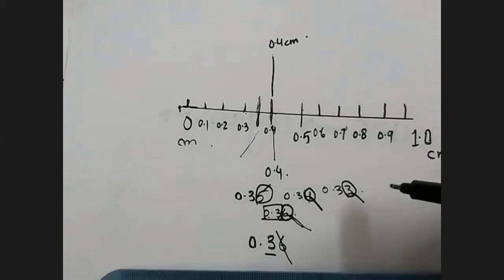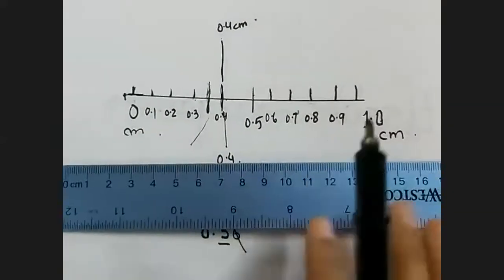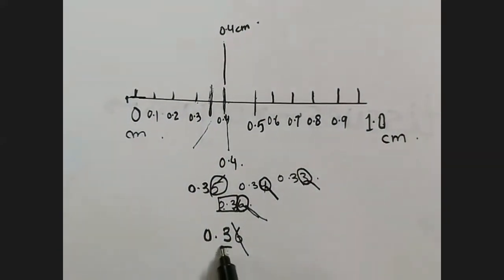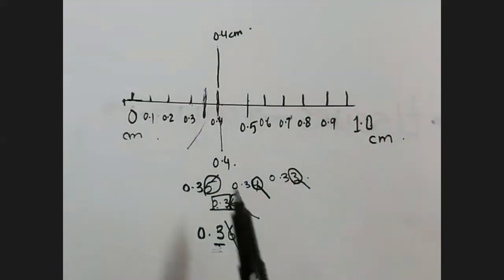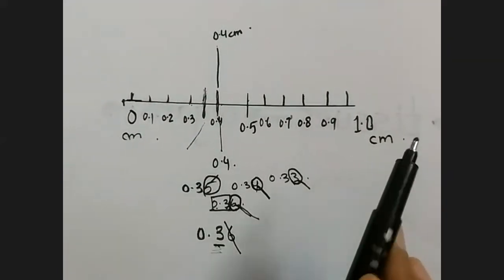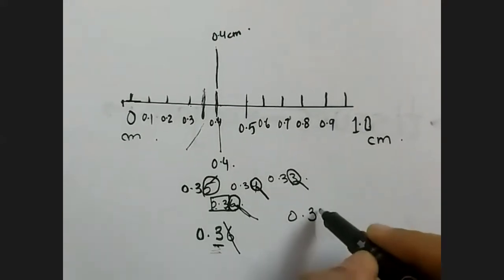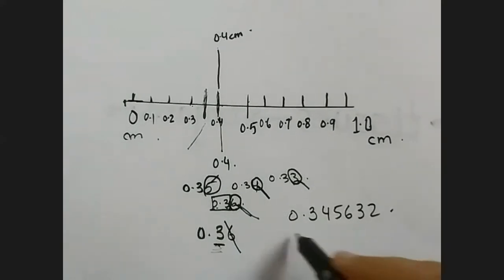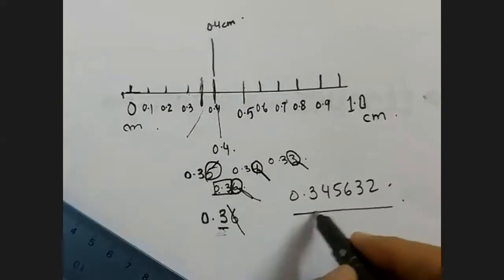But for now, the point I'm trying to make is that this instrument, a meter ruler, can give you an accuracy of only 1 decimal place, not more than that, meaning only 1 digit after the decimal. You cannot have a reading like 0.3456 or 0.332 using this meter ruler. You cannot go this accurate.